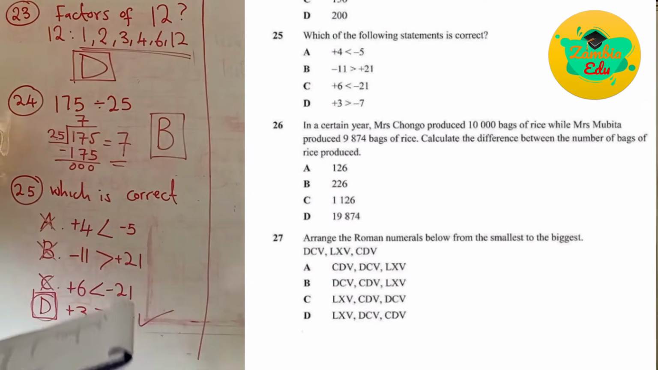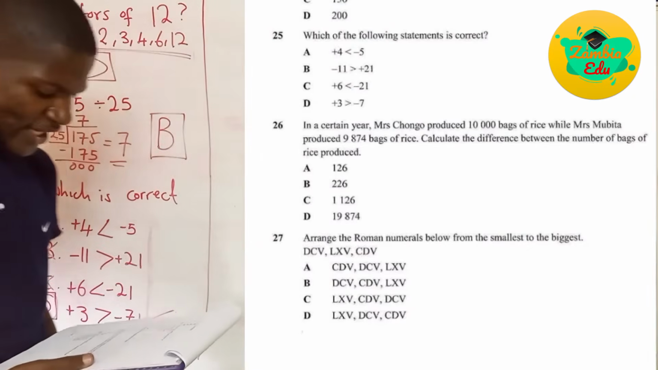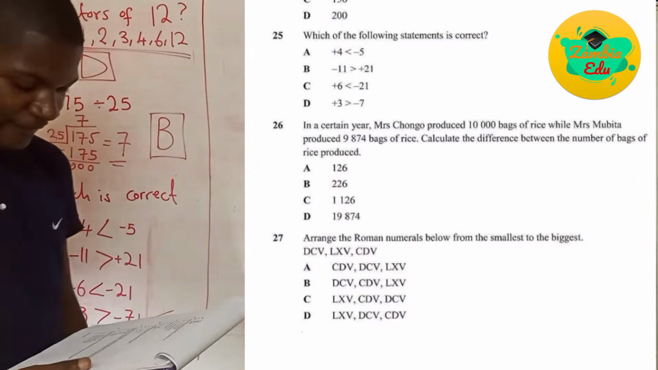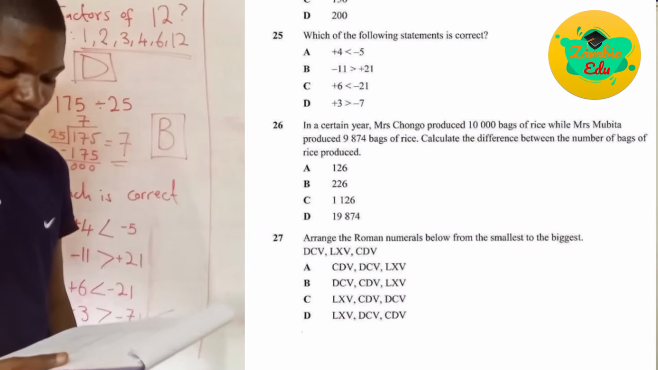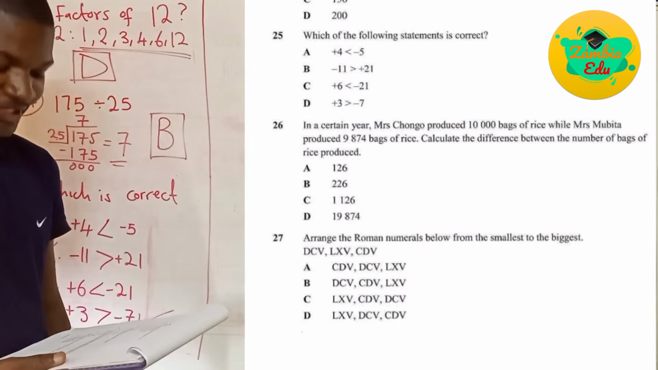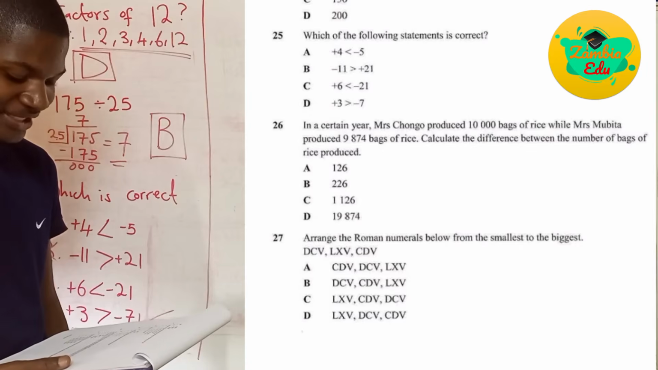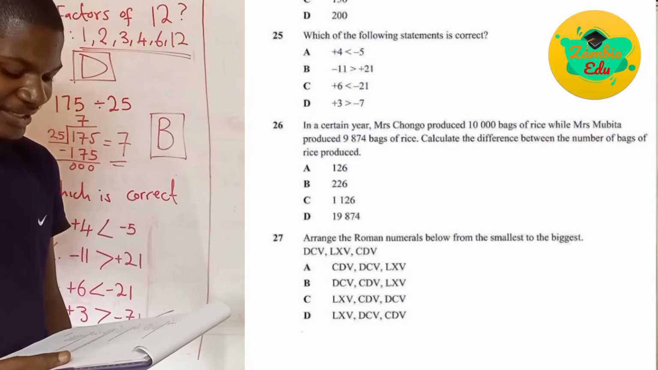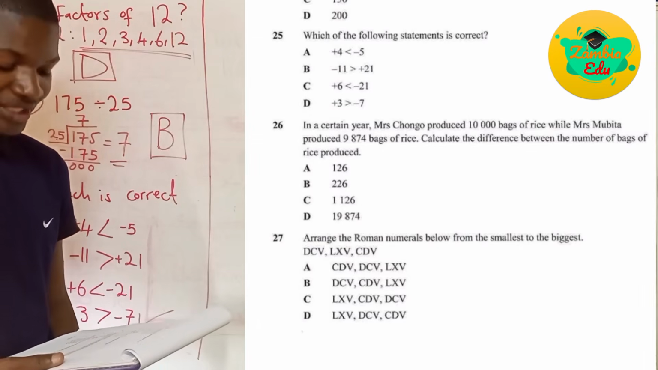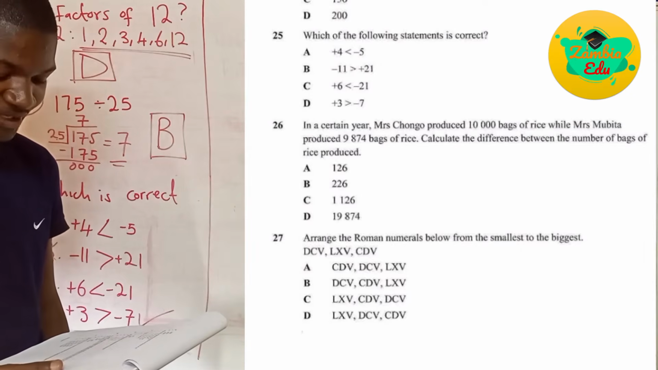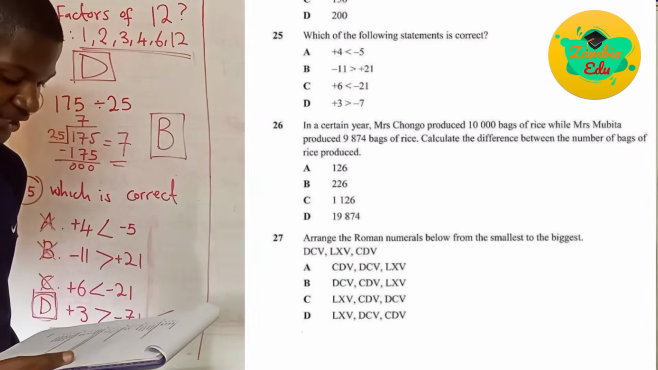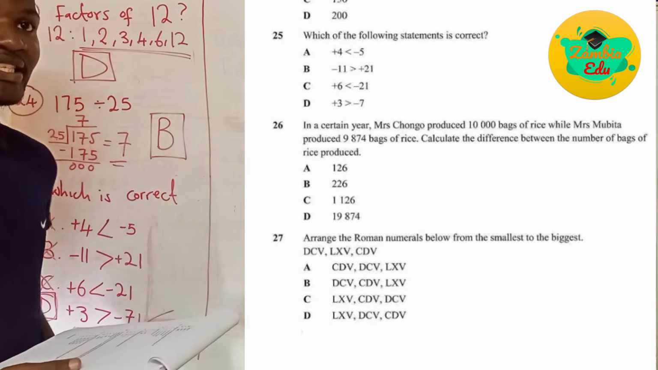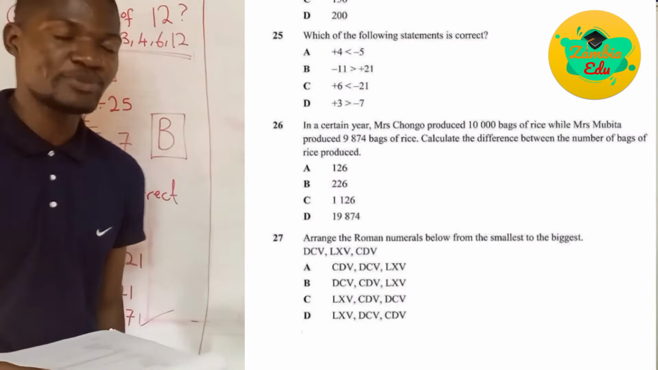Question 26 reads: in a certain year, Mrs. Chongo produced 10,000 bags of rice, while Mrs. Mubita produced 9,874 bags of rice. Calculate the difference between the number of rice produced.